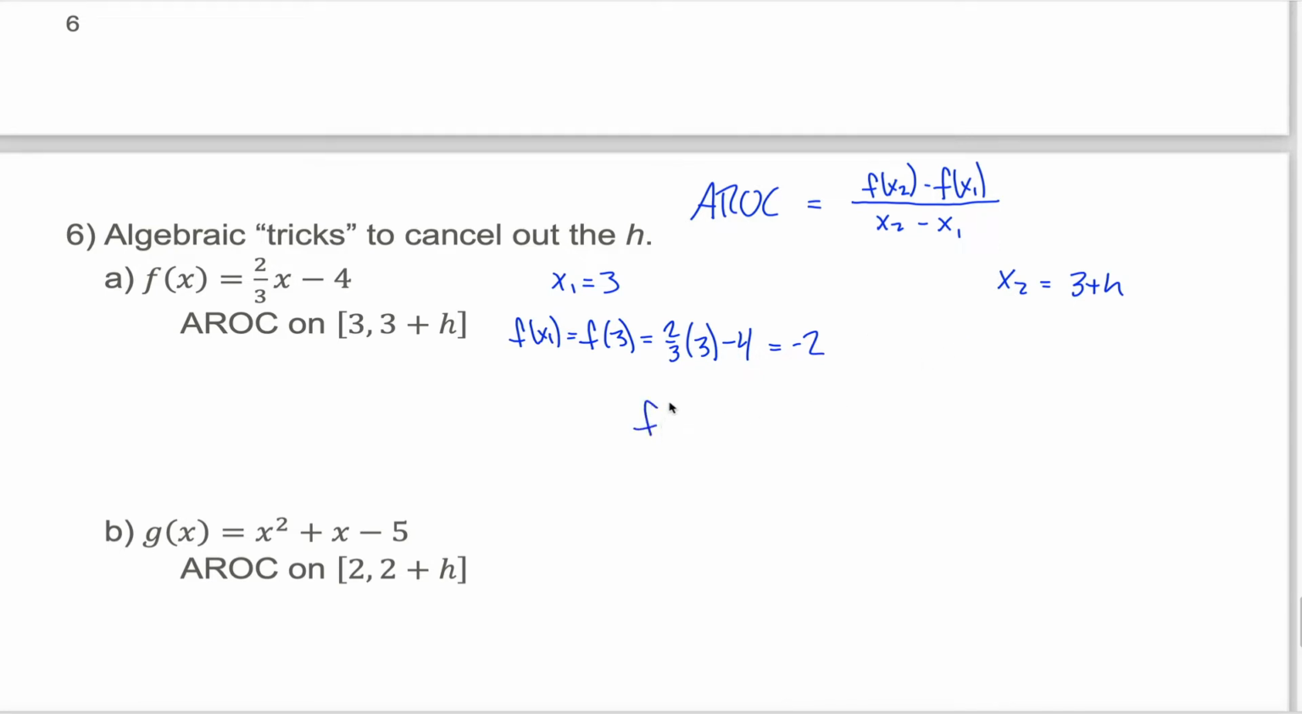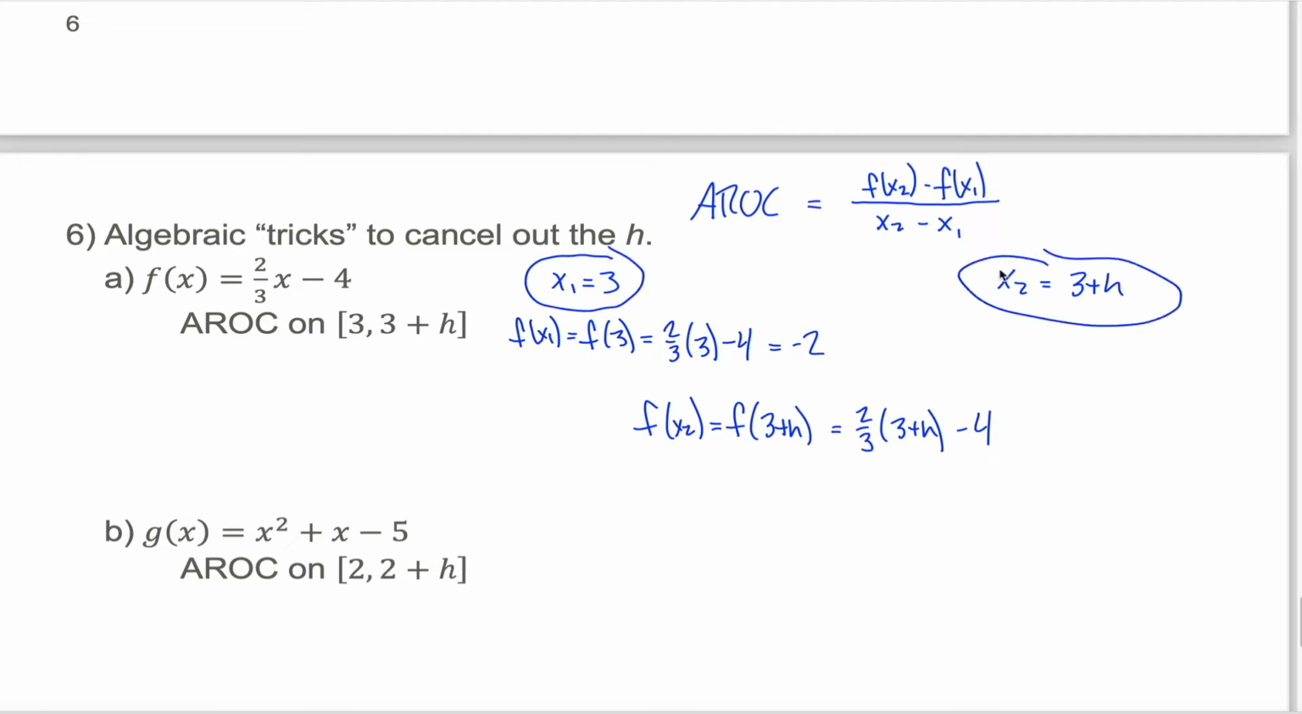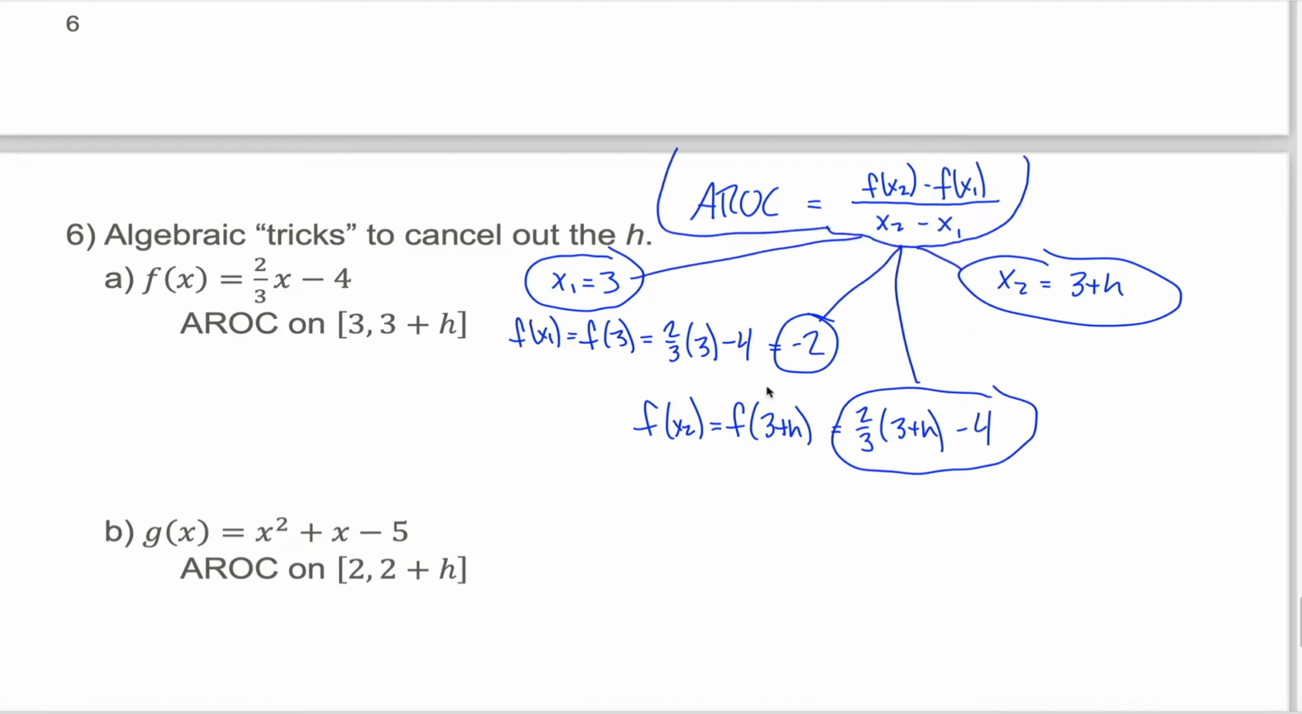It's f of x2. Well, to figure out f of x2, what I have to do is take x2, which is 3 plus h, and put it into this machine, f of x. This machine's defined up here. Just copy exactly what you see here, except change all the x's into whatever your input is, 3 plus h. So I got 2/3 of 3 plus h minus 4. I've got my four different pieces, x1, x2, f of x1, and f of x2. And I'm going to throw those into this formula right here, and I'll get my answer.